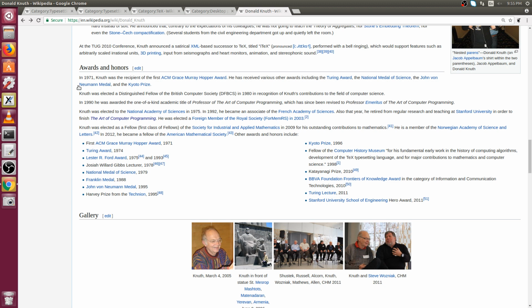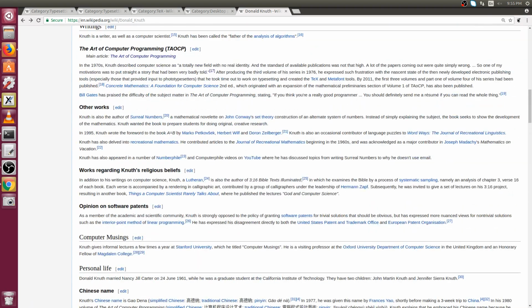I was going to see if he ever got the Eckert and Mauchly Award, but then I realized he's a computer scientist. He's not a computer engineer. So he didn't do architecture. He did mainly algorithms, which is hence why he's most famous for that.